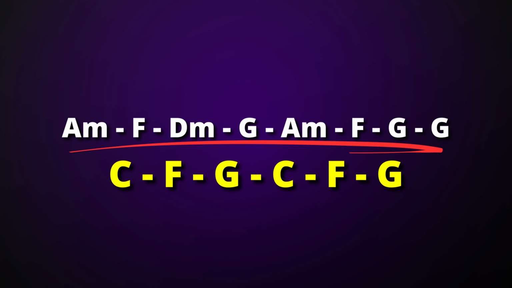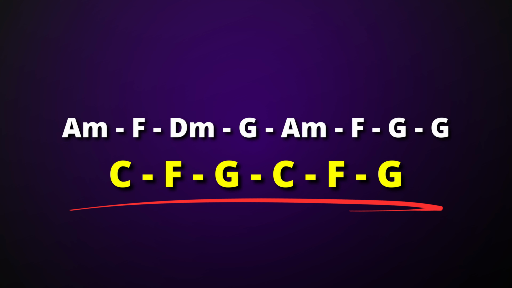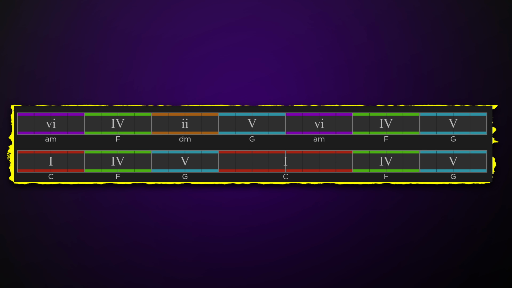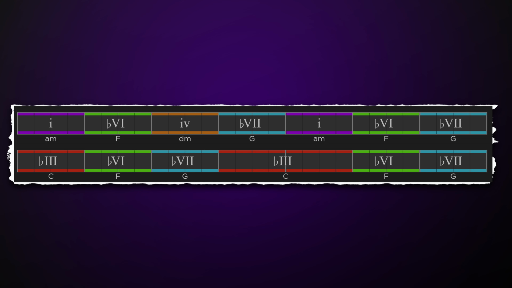For example, you could have a verse which starts on A minor and avoids the C major chord, and then a clear-cut, repeating chorus with a progression of C major, F major and G major. In terms of what key to use here, it's up to you. You could write the whole thing in the key of C major like this, or you could write it in the key of A minor like this.